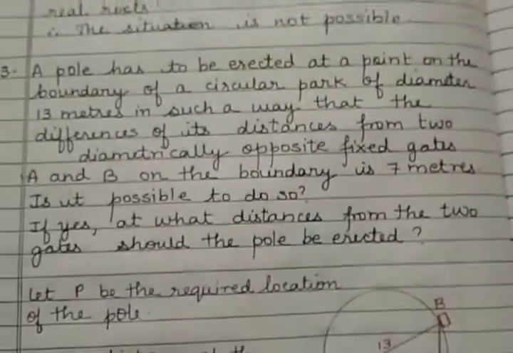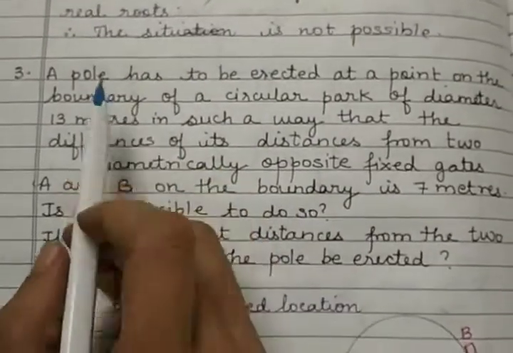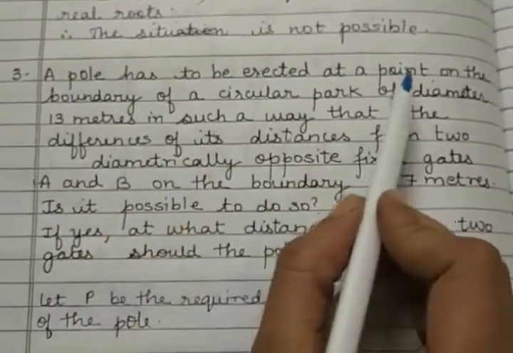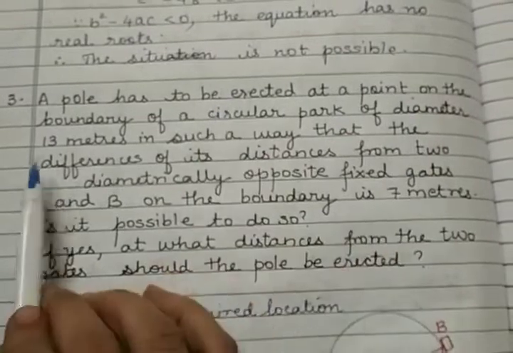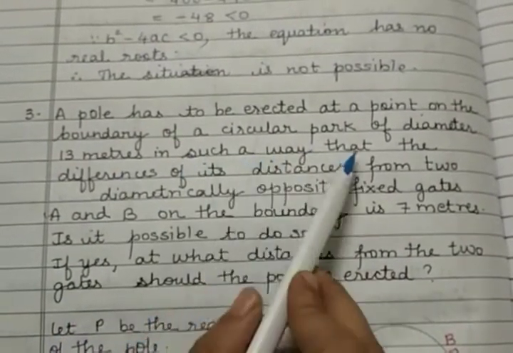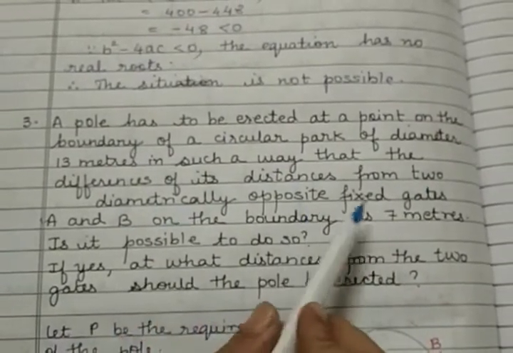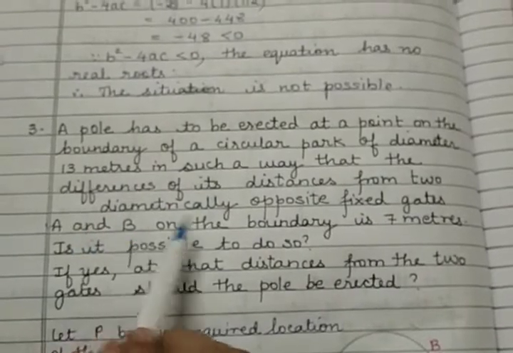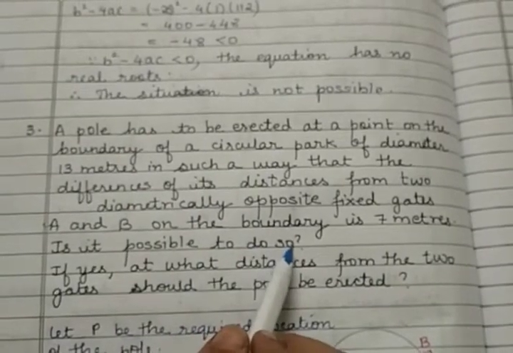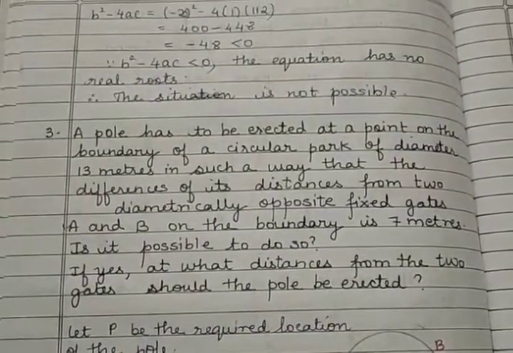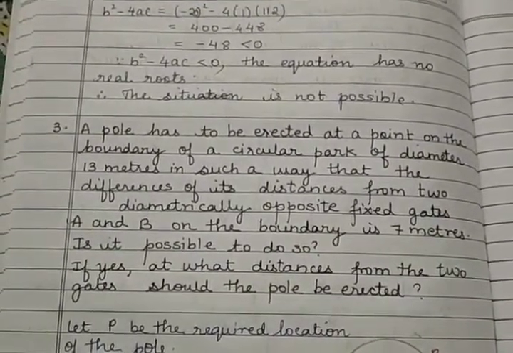In this video, let us do a third problem based on nature of roots. In the question, it is given, a pole has to be erected at a point on the boundary of a circular park of diameter 13 meters in such a way that the differences of its distances from two diametrically opposite fixed gates A and B on the boundary is 7 meters. Is it possible to do so? If yes, at what distances from two gates should the pole be erected? This is the question given to you.